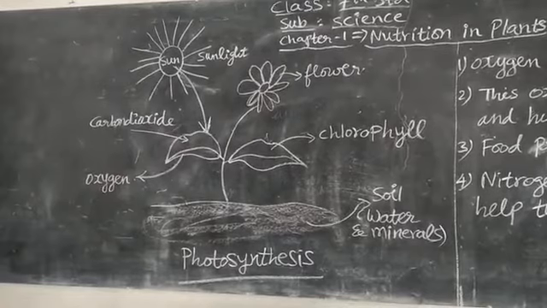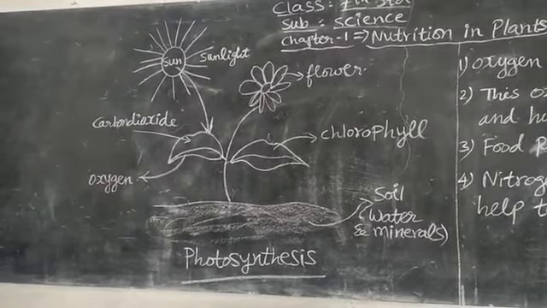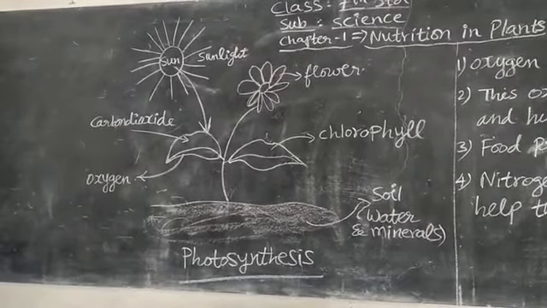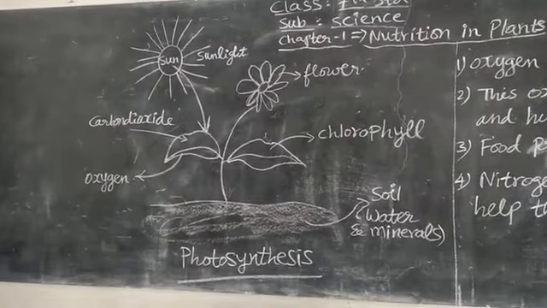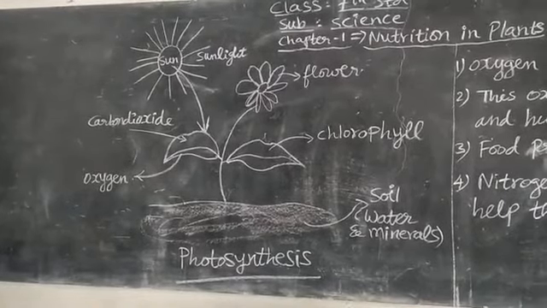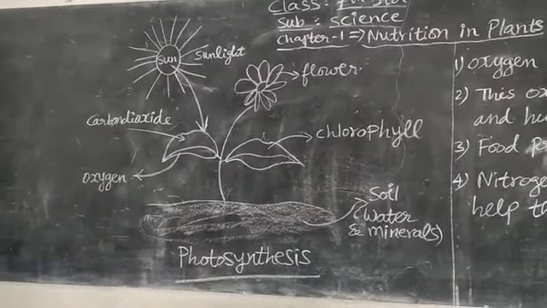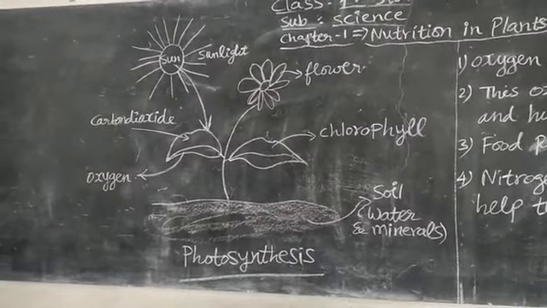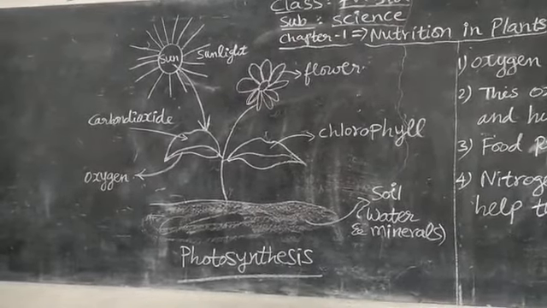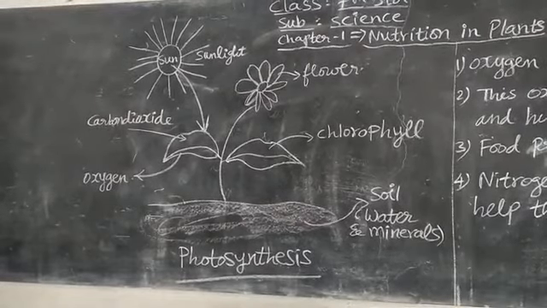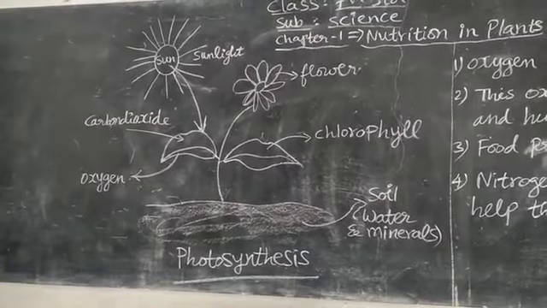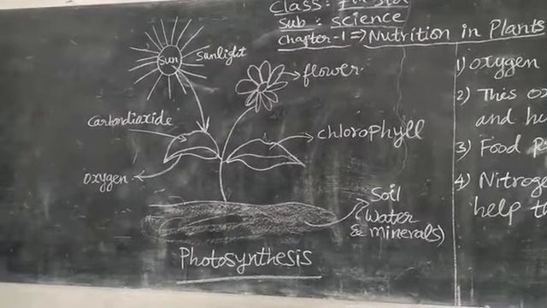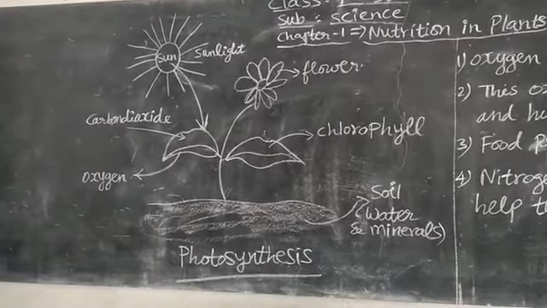So photosynthesis means plants prepare their own food with the help of sunlight, water, chlorophyll and carbon dioxide. In this process, the food is prepared by the leaves. After food is prepared, the leaves give out oxygen. See, animals and human beings give carbon dioxide to plants. Plants, after preparing food, what do they do? They give out oxygen. This oxygen enters into the atmosphere and it is helpful for all animals and human beings.